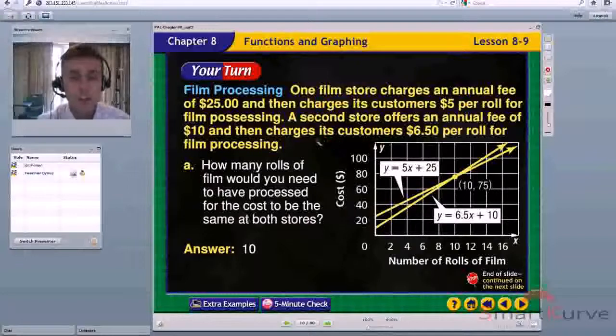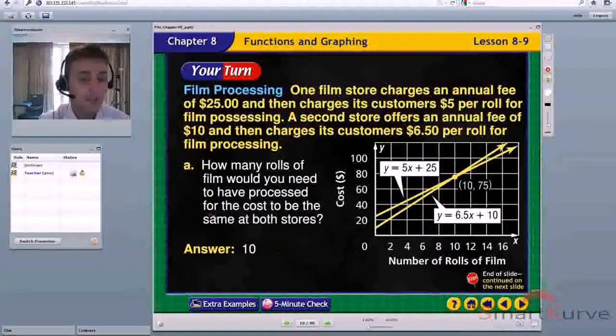One film store charges an annual fee of $25 and then charges its customers $5 per roll for film processing. A second store offers an annual fee of $10 and then charges its customers $6.50 per roll for film processing. A. How many rolls of film would you need to have it processed for the same cost to the stores?